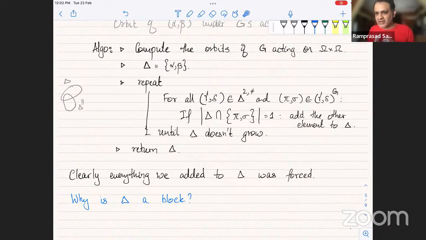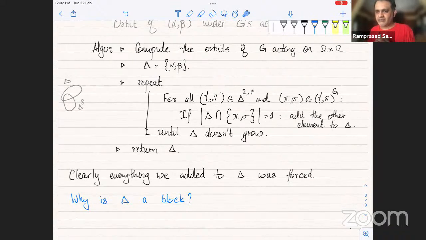That is okay. What is unclear is why whatever I output at the end is guaranteed to be a block. Like, am I going to realize that I was forced to add a certain element in the course of this algorithm?